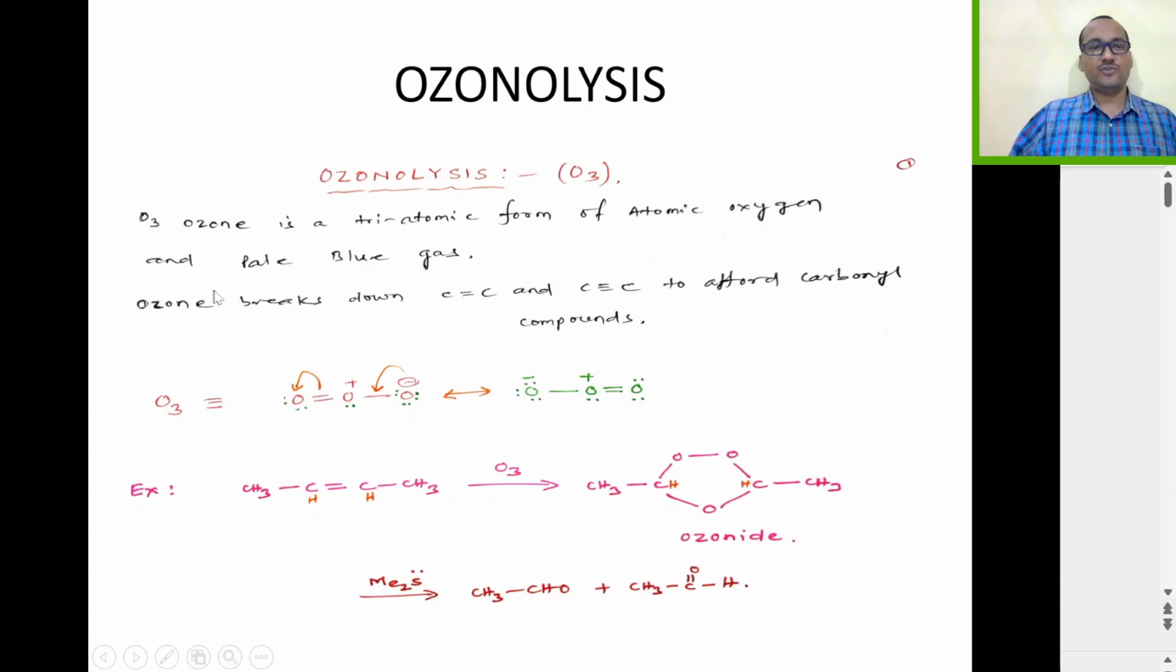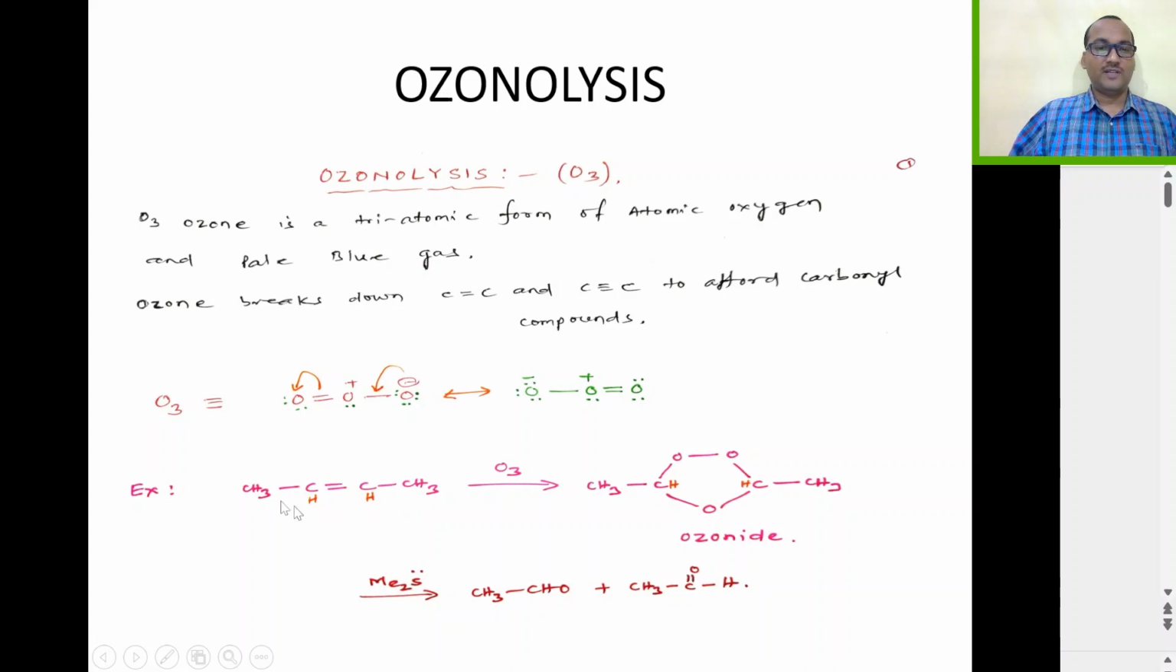So usually this ozone O3 breaks down C double bond C and C triple bond C to afford the carbonyl compounds. So here we can see the structure of O3. O double bond O plus, then single bond O minus. And this will undergo resonance. So when this O minus will come back, this double bond O will break on this oxygen. So as a result, again you get the same structure.